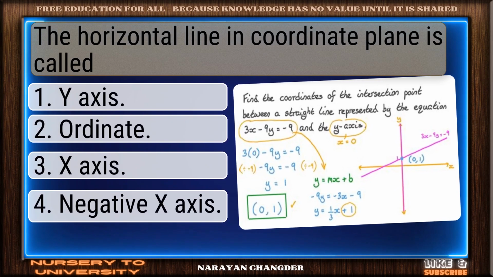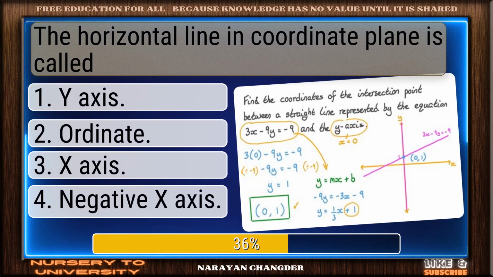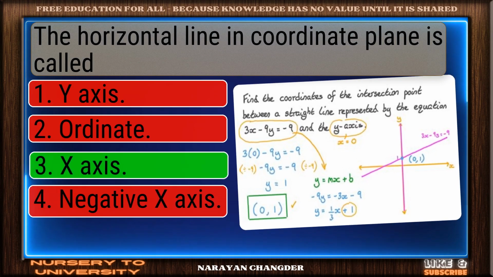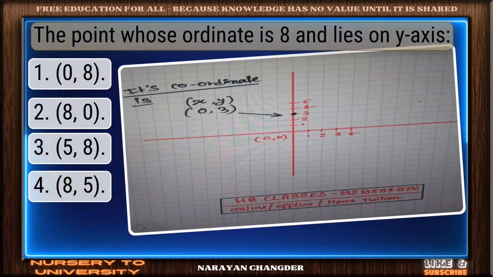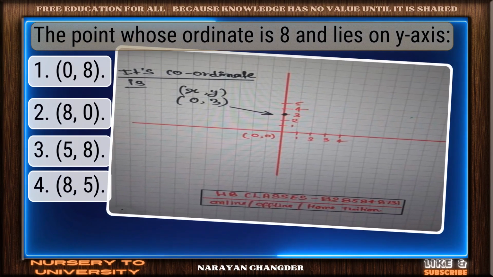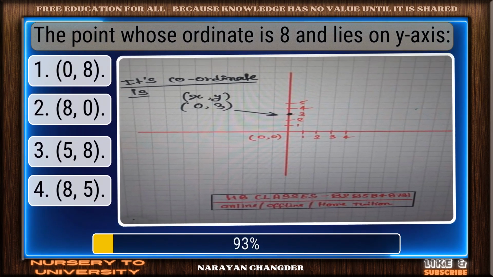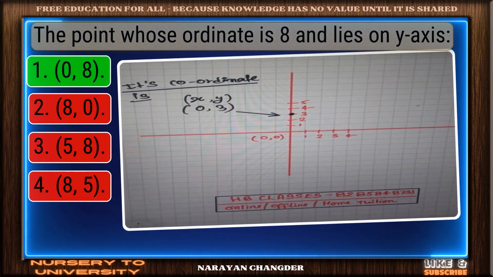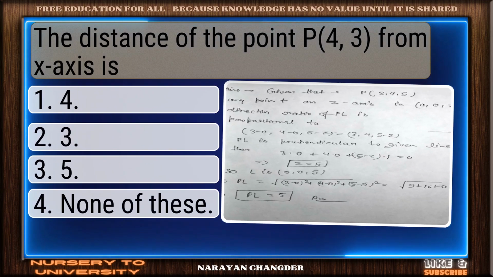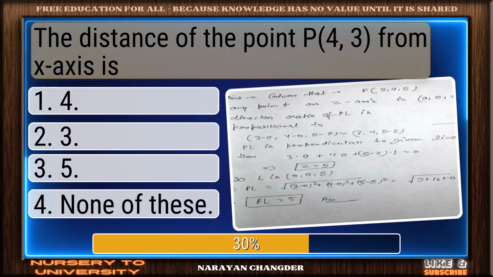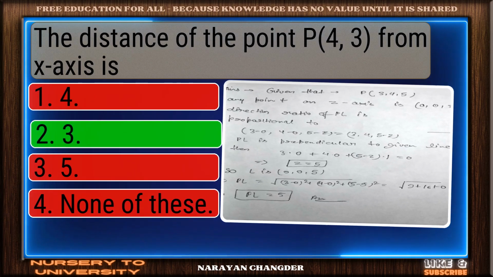Question number 129. The horizontal line in coordinate plane is called? Smart pick. X-axis is the correct choice. Question number 130. The point whose ordinate is 8 and lies on y-axis? Great thinking. Is the right choice. Question number 131. The distance of the point P from x-axis is? Nicely done. 3 is a solid answer.